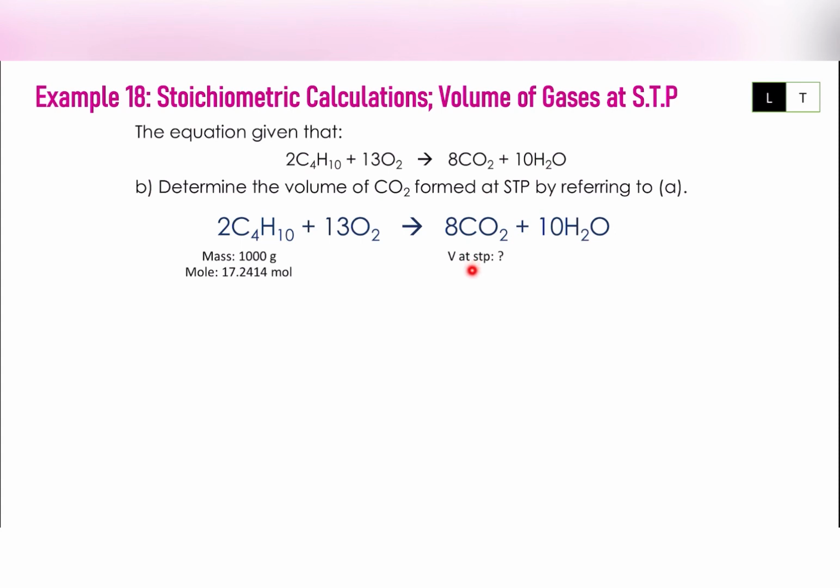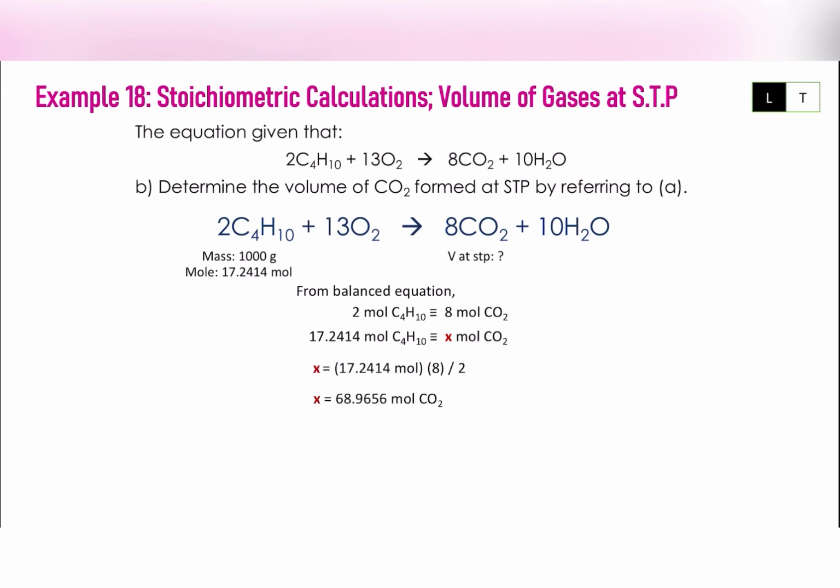So don't panic because we are going to use the stoichiometry between C4H10 and CO2. Now, put the first sentence from balance equation. You have 2 mole of C4H10 produce 8 mole of CO2. So I use the mole here. I can find out X mole of CO2, which will be 68.9656 mole.